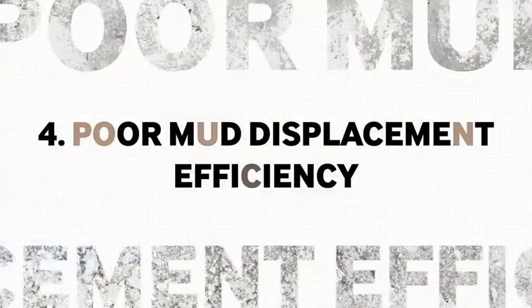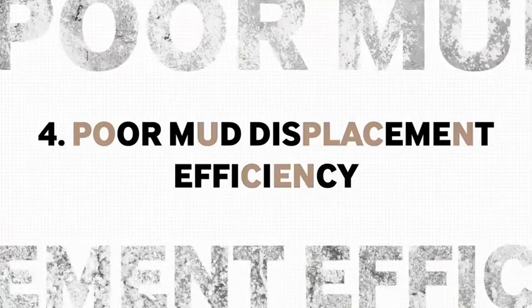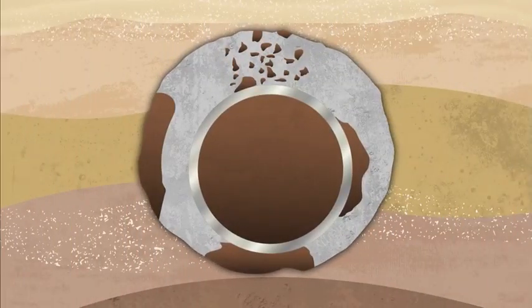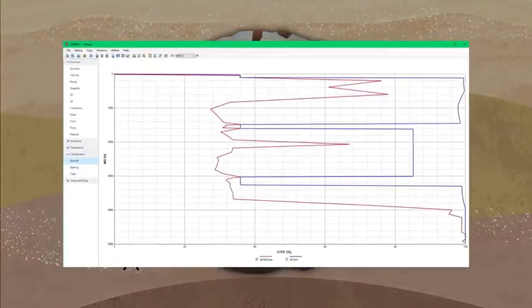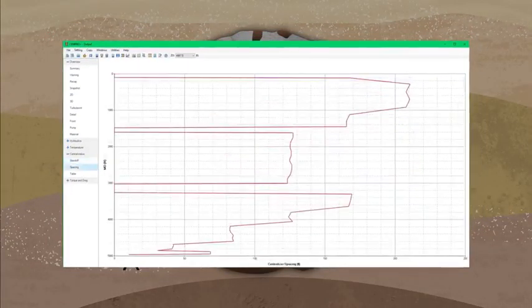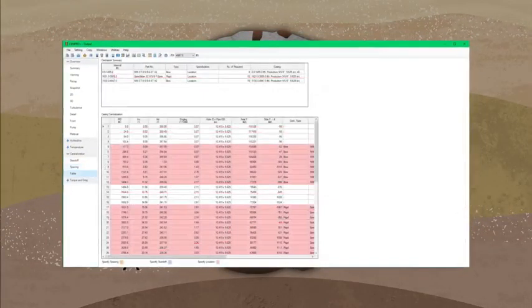Poor mud displacement efficiency is defined by the percentage of the annular cross-section that is covered by drilling fluid instead of cement. Position A in this diagram shows mud in the narrow side of the annulus and is the most common area for poor displacement. Areas B, C, and D in the diagram also show possible displacement locations and types. A centralization simulation can be used to determine the optimum placement for centralizers.